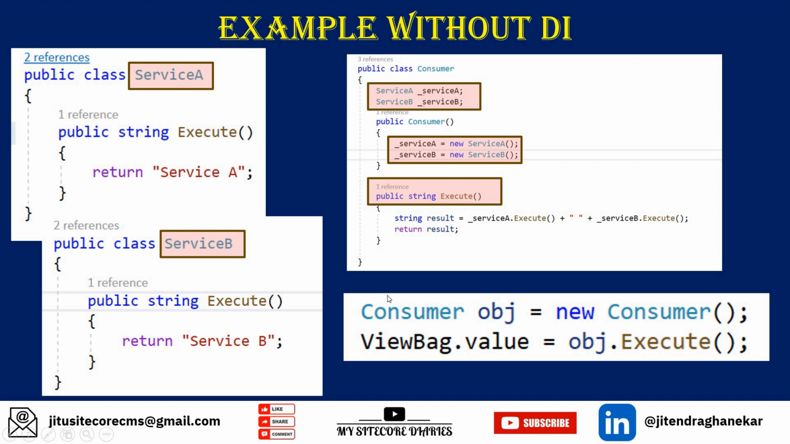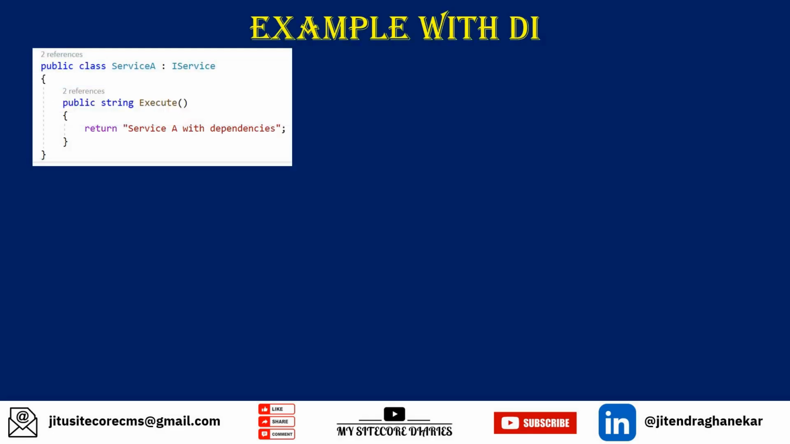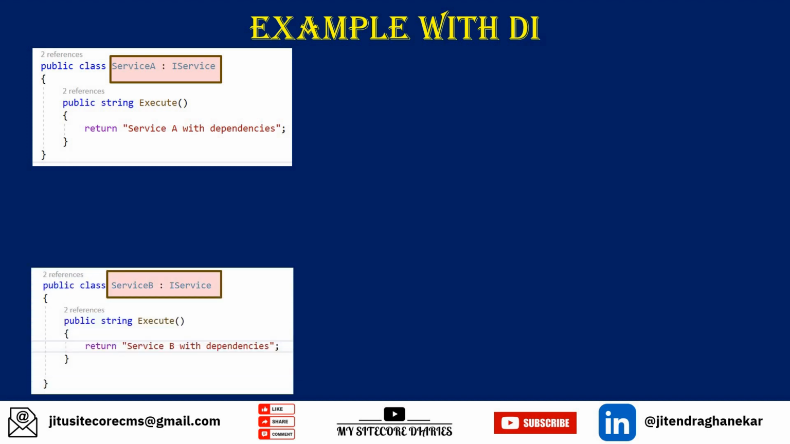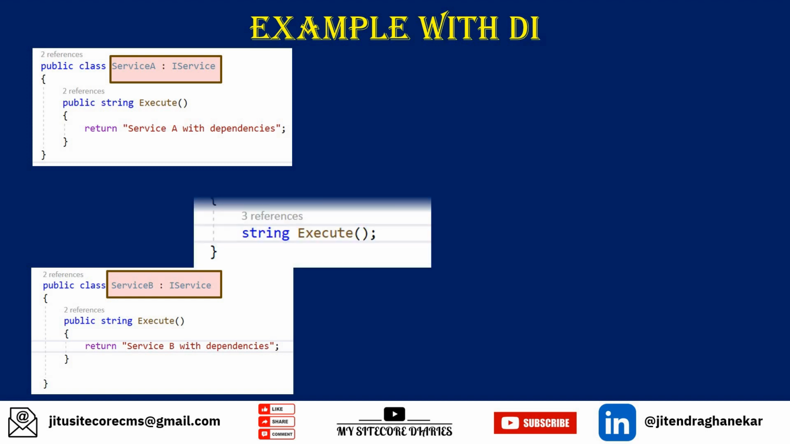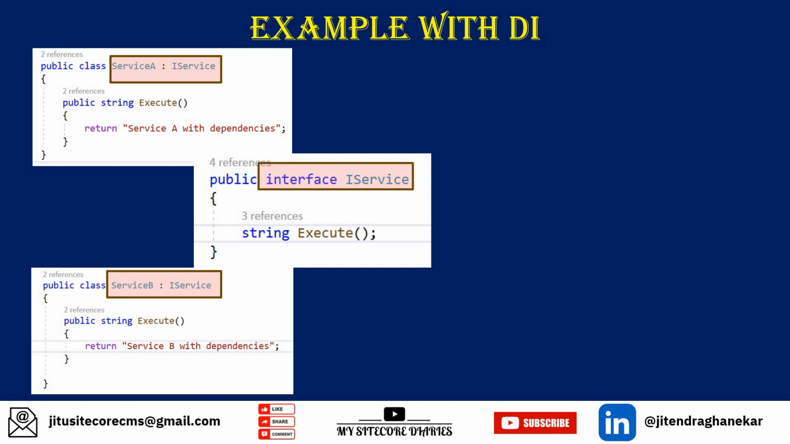Now let's see how it can be changed with DI, where you use dependency injection. Service A remains the same, but we have inherited one interface, IService. Here also Service B inherits the IService interface. You create the IService interface with an execute method, and the actual implementation is written in the service classes. So this is how you change the service classes.